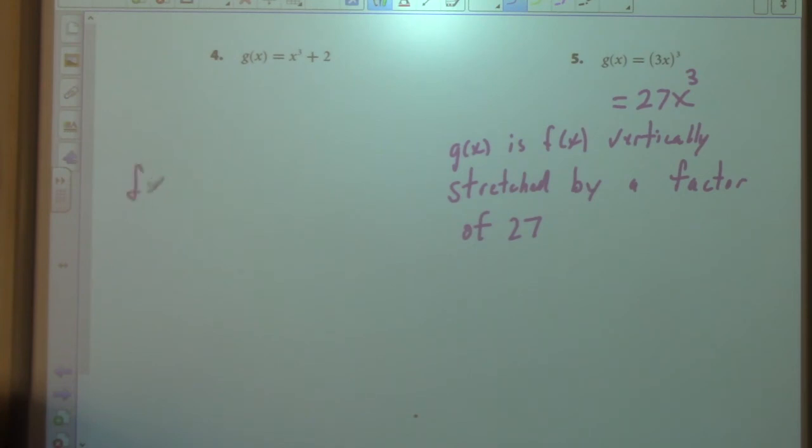Let me just go ahead and review this. The reason is because this is the formula here. This A has to be outside of the parentheses, right? So when you take this 3 outside the parentheses, it becomes 27. So then it's vertically stretched by a factor of 27. Okay, good, thank you.